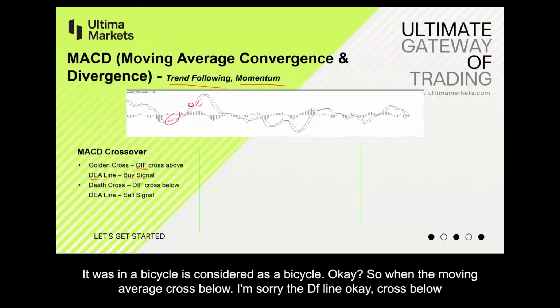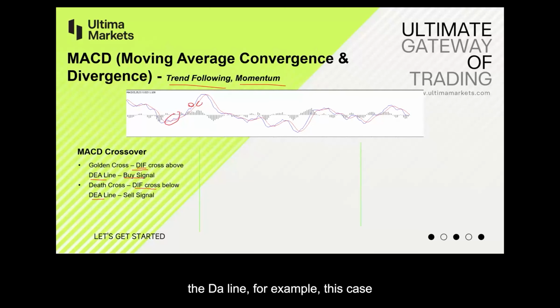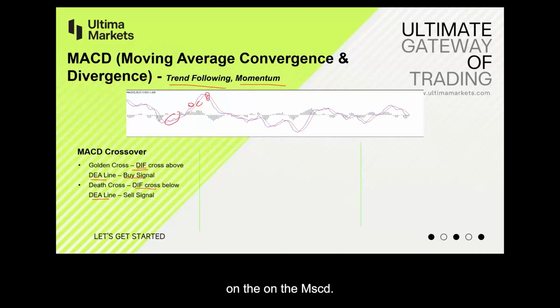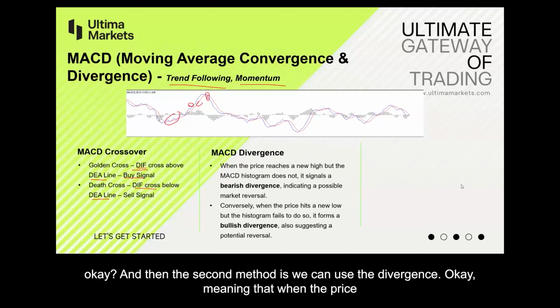So when the DIF line crosses below the DEA line, for example in this case, the blue line is crossing below the red line, this is considered a sell signal, meaning it's time to sell. So this is one of the methods we can use on the MACD. And then the second method is we can use divergence.